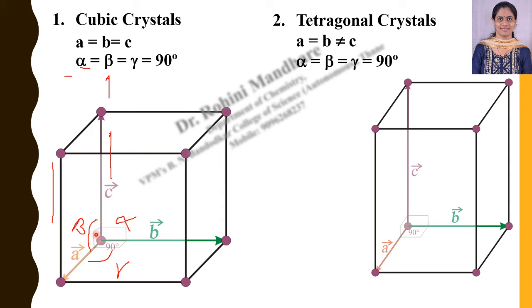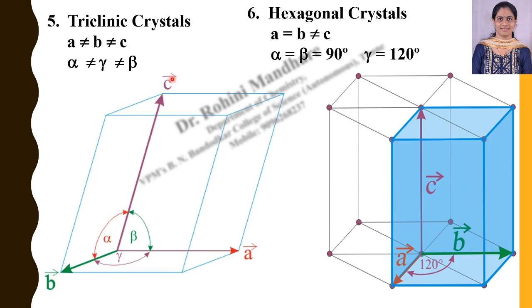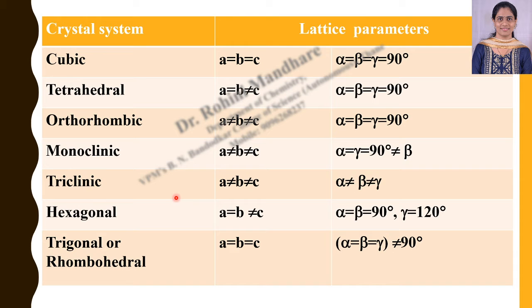What is the alpha angle? It is opposite to side a, the angle between c and b. Beta is the angle between c and a, opposite to b. Angle gamma is the angle between a and b. So that is angle and length. For each system, just remember, the tabular form is given here. So prepare carefully the lattice parameters for a given crystal system. Any given crystal system will be given to you, so remember the lattice parameters. In the regular lecture, I have told you how to remember these lattice parameters.